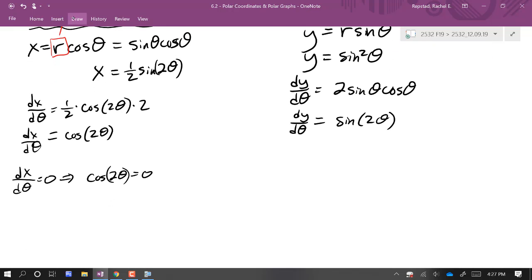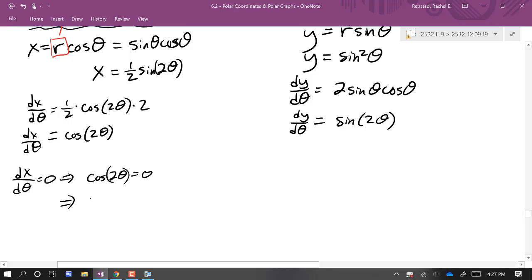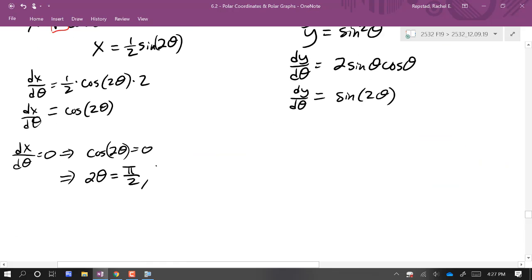So if I'm looking to see where cosine of 2 theta is equal to 0, the unit circle will tell us that. That's at the top and the bottom of the circle. So that's pi over 2, 3 pi over 2, 5 pi over 2, and 7 pi over 2, because we need to let it go around twice. Oh, wait. 2 theta is between 0 and 2 pi, not 4 pi. So just the first two: pi over 2, 3 pi over 2. And if that's what 2 theta is, we'll divide by 2 to get theta: pi over 4, 3 pi over 4.